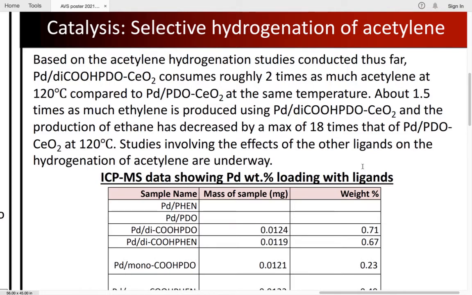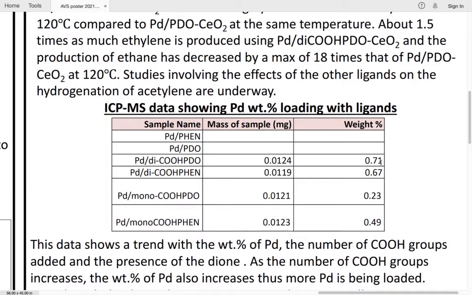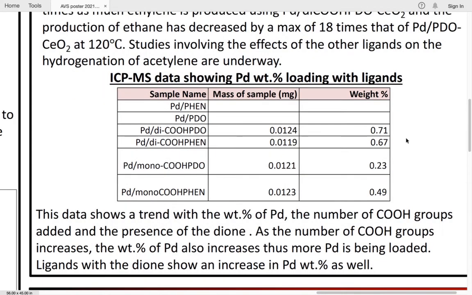I also note the palladium weight percent for each of the ligands, and you can see here a trend between dicarboxy-PDO and dicarboxy-phenanthroline, in which they have really high palladium weight percent loading because of the addition of the carboxylic acid groups. However, the same trend is not seen with monocarboxy-PDO and monocarboxy-phenanthroline because the monocarboxy-PDO used here was impure. But with dicarboxy-PDO and dicarboxy-phenanthroline, you can see the higher palladium weight percent loading, and in the dicarboxy-PDO, because of the presence of that diketone backbone offering another binding site, there's a much higher palladium loading.